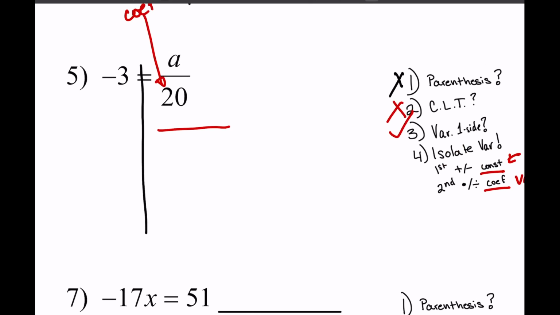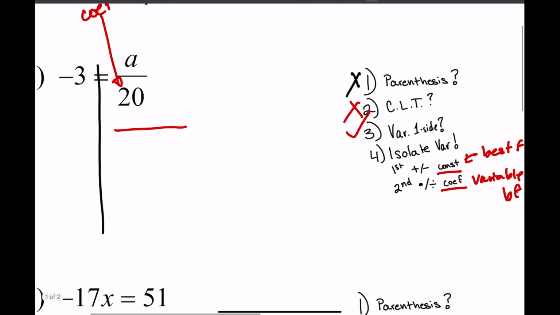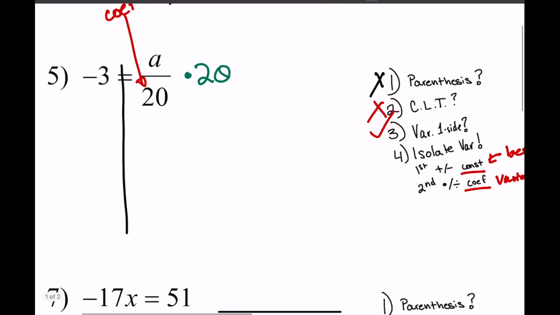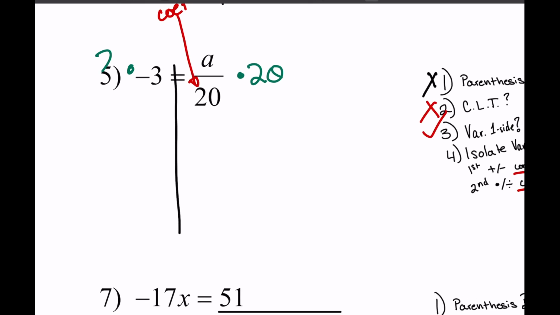So, our only options are to multiply or divide to get rid of a coefficient. Well, our coefficient here is technically dividing because of that fraction bar. So we're going to multiply by 20 on both sides. And what you do on one side, you do on the other. The 20s go away because one's multiplying, one's dividing, so they cancel out. And then 20 times negative 3 is a negative 60.